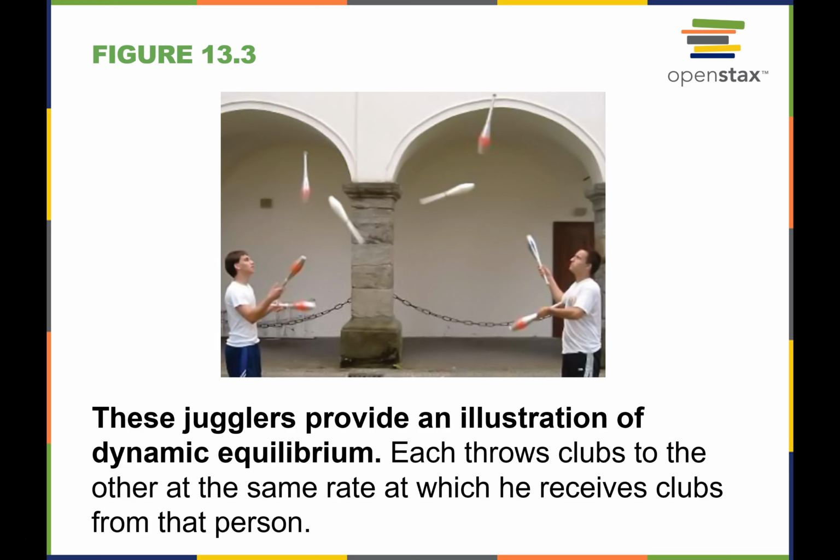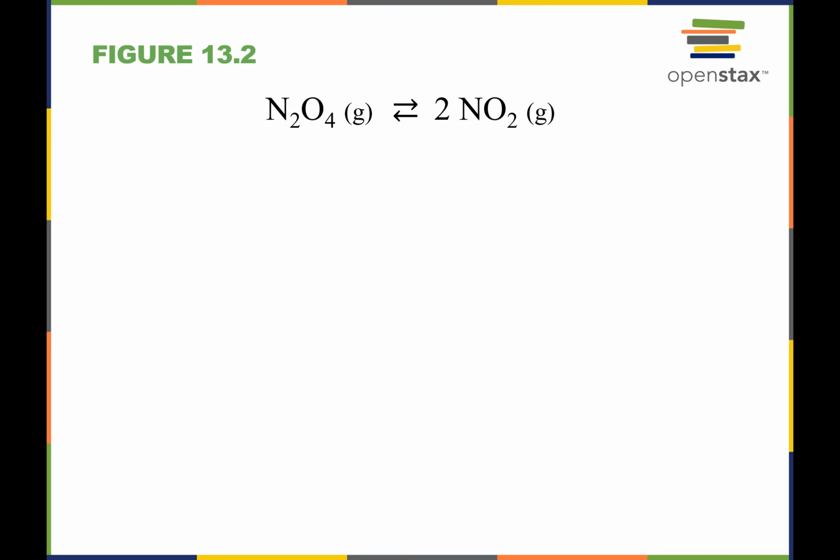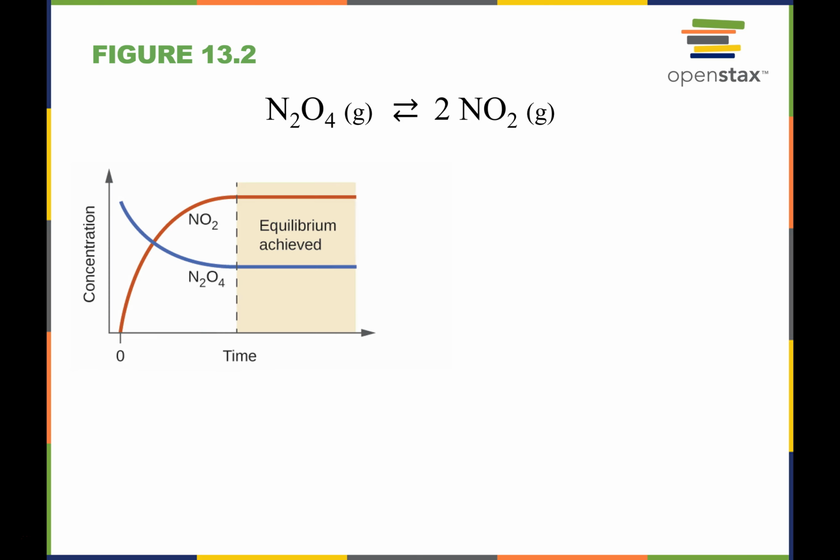But it's dynamic. If I were to animate this, you'd see them moving. This guy throws one over here, and another one, and this guy throws one back over there. So that's why it's dynamic. So here's a chemical equilibria. We have the reactant going to form product, and we have the product going back to form a reactant.